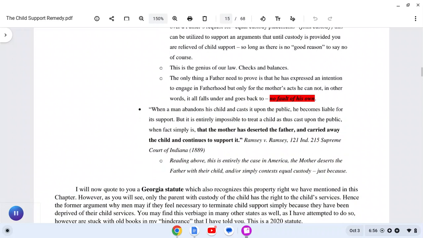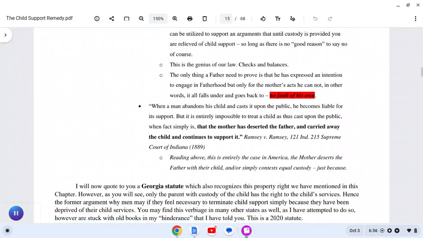This is the genius of our law, checks and balances. That would be the equitable thing to do. The only thing a father needs to prove is that he has expressed an intention to engage in fatherhood, but only for the mother's acts he cannot. In other words, it all goes back to no fault of his own.